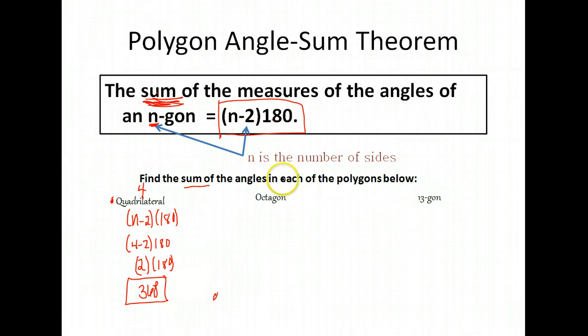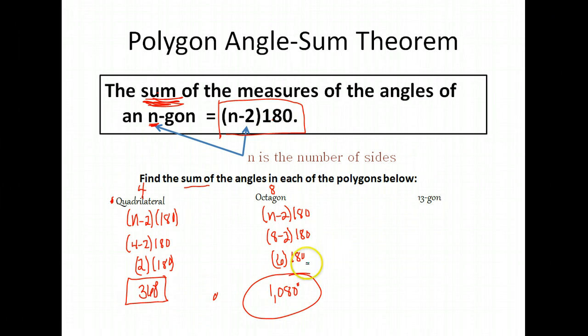Okay, next let's do an octagon. How many sides does an octagon have? It has 8 sides. We put that into our formula, the number of sides minus 2 times 180. The number of sides in an octagon is 8, so we're doing 8 minus 2 times 180. 8 minus 2 is 6. So to get our answer, we're going to take 6 times 180. This one has a pretty big amount. The number of degrees, if we add all the angles inside an octagon, is 1080.